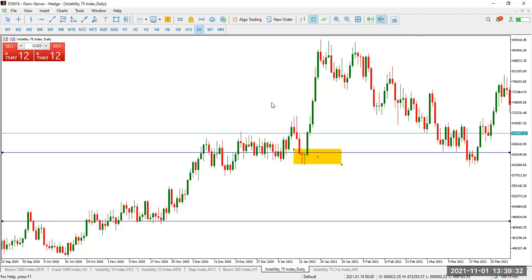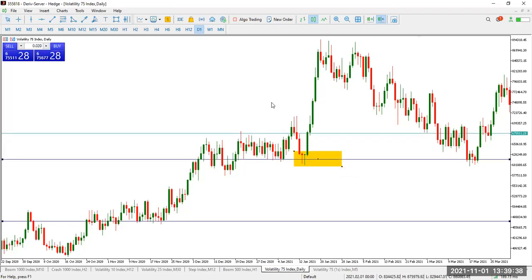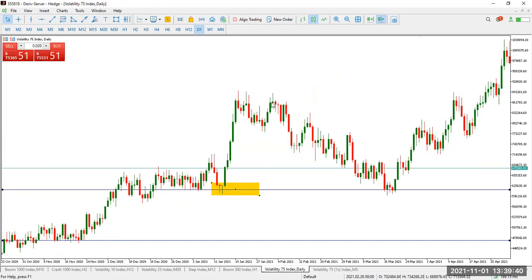Which base is this? A stronger base, I think. Okay, this one is a stronger base. Good. You see, the market respected it once here. Are you getting me? It respected it once here.